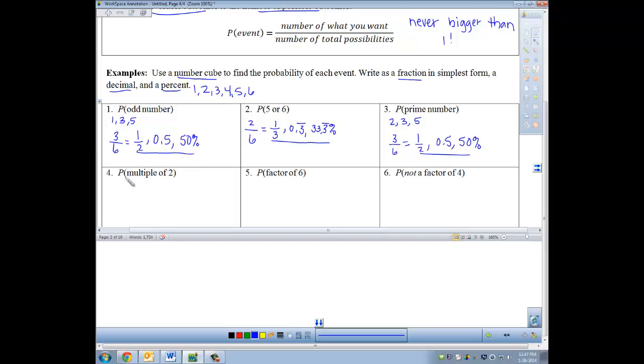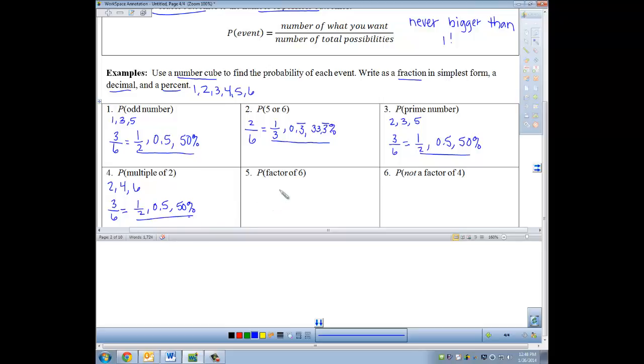Number 4, multiple of 2. That's numbers I can multiply by 2 and get a whole number. So 2 times 1 gives me 2. 2 times 2 will give me 4. 2 times 3 gives me 6. And I can't go any higher because I can't roll anything bigger than a 6. So that's 3 options out of 6. Reduces down to 1/2, 0.5, or again 50%.